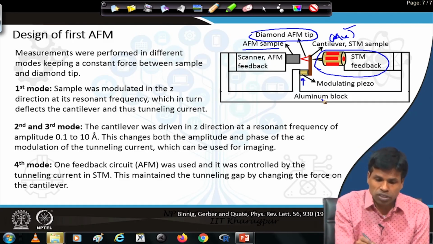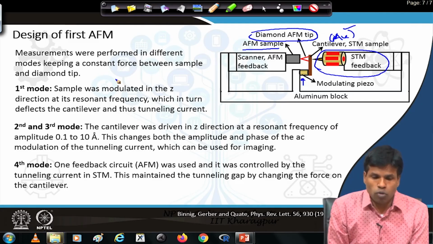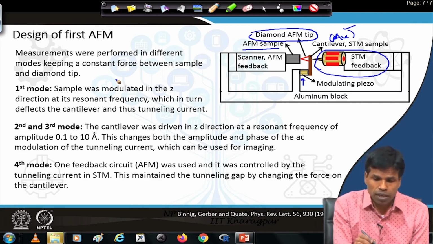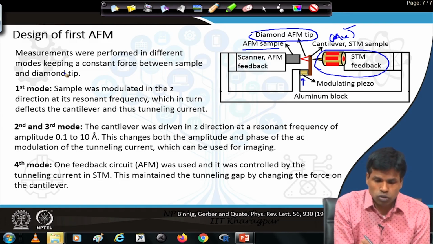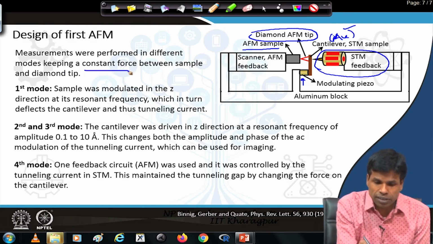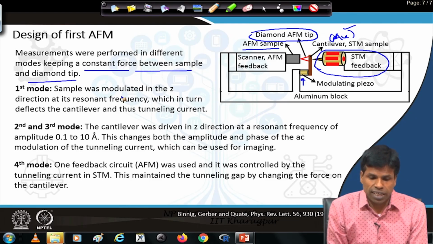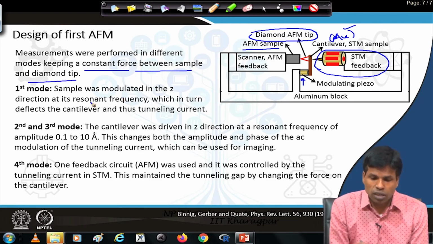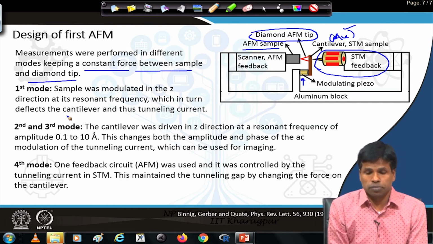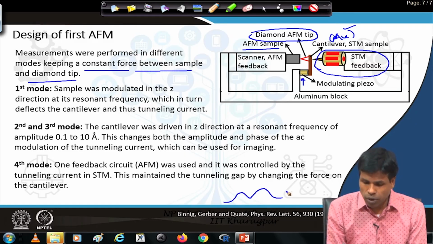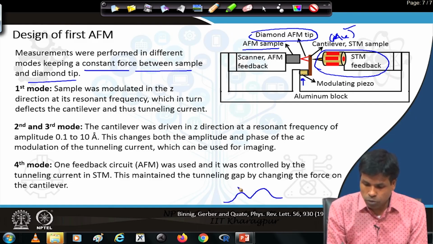So, they have measured in different modes; there are 4 different modes they have demonstrated. In the first 1 to 3 modes, they kept a constant force between the sample and the diamond tip. So, the sample was modulated in the z direction at its resonant frequency, which in turn deflects the cantilever and modulates the tunneling current.